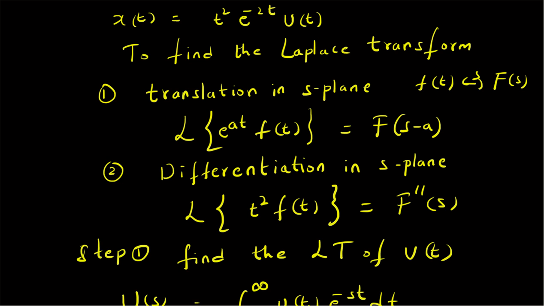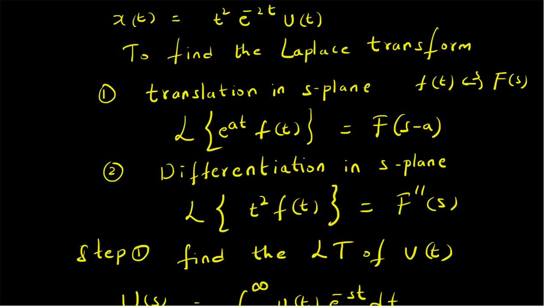To solve this problem, we need two properties of Laplace transforms. The first one is translation in the s-plane, which is defined as the Laplace transform of e^(at) f(t) is F(s-a), where f(t) and F(s) are a Laplace transform pair. Now, we also need the second property, that is differentiation in the s-plane. The Laplace transform of t^2 f(t) is the double derivative of F(s). So we need these two properties.